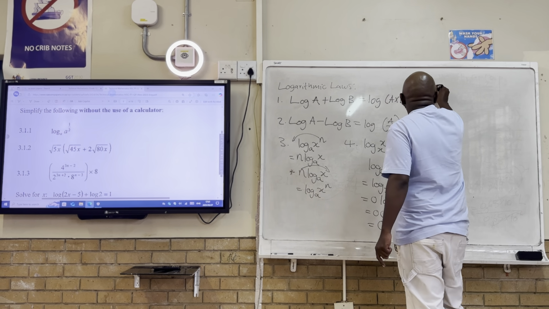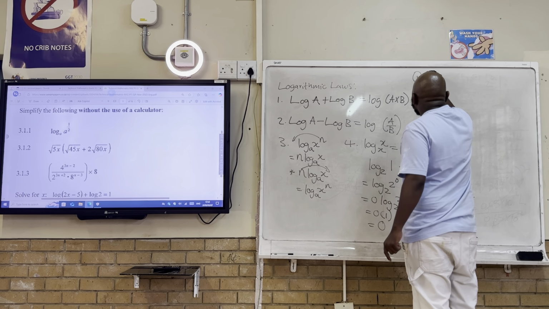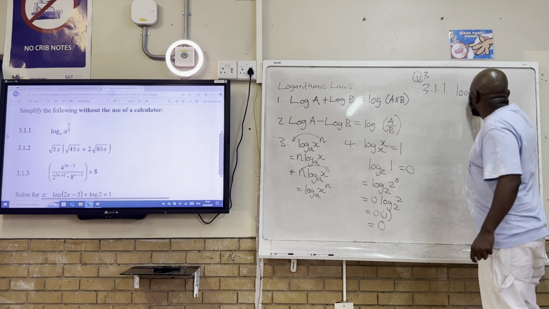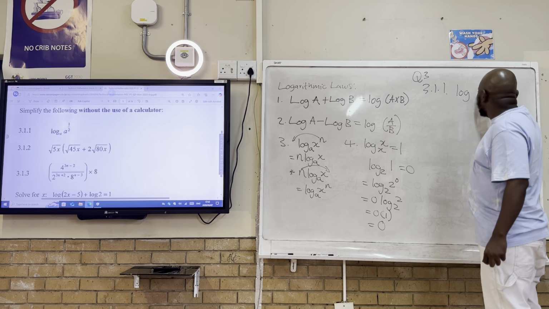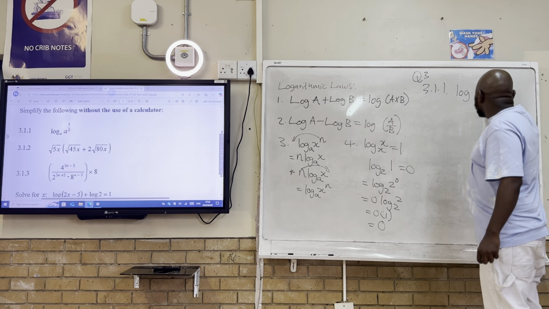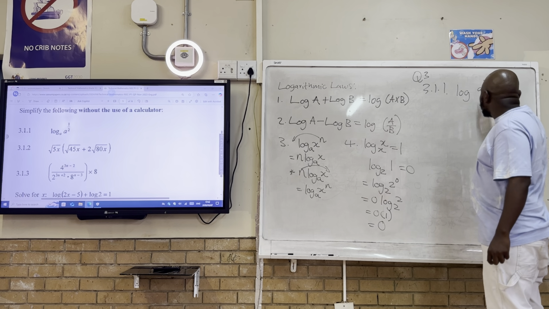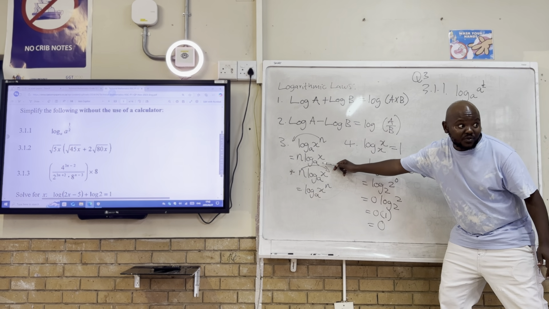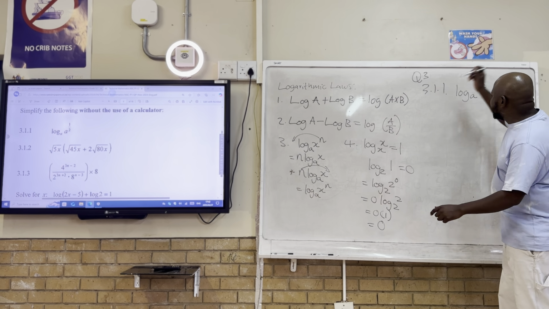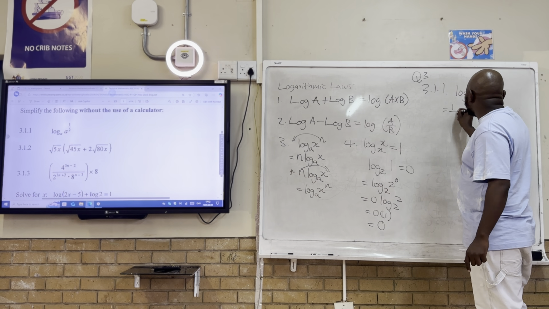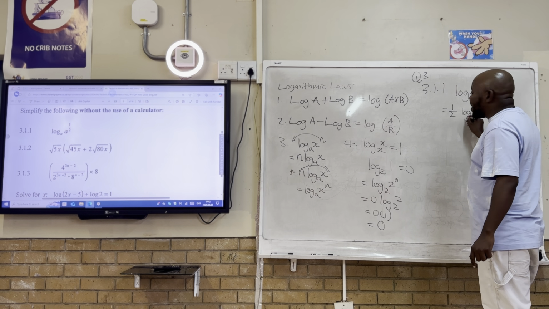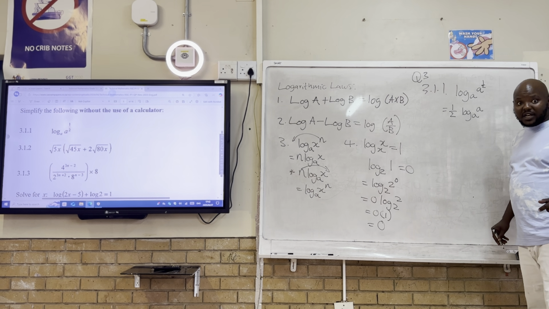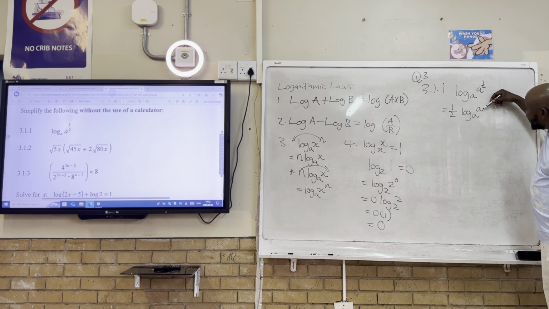To 3.1.1. Question number 3. What are we given there? We are given log of a raised to the exponent of half and base 8. Because of this rule now, what are we going to do? We are dropping the exponent now. We are going to have 1 divided by 2 log of a base 8. Are we together?